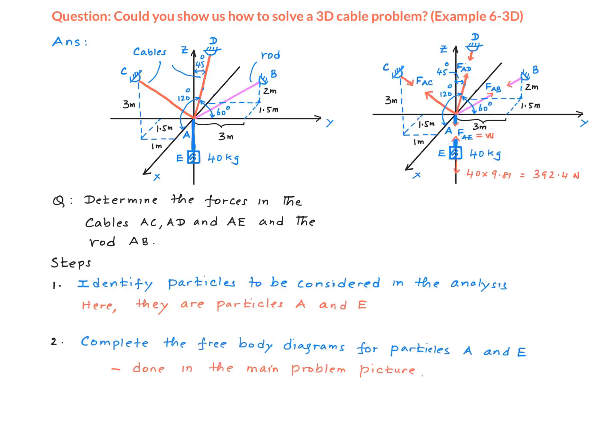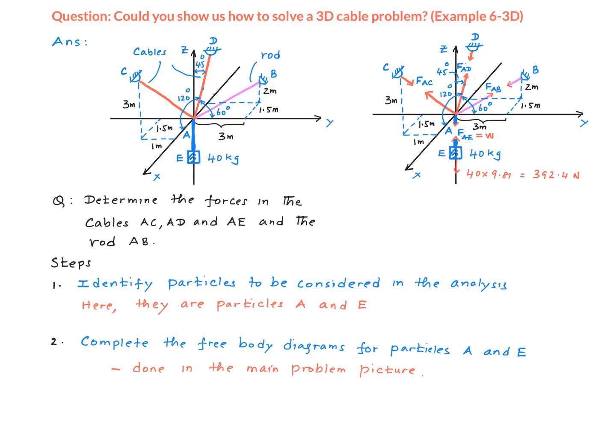As in early example, the first 2 steps are the same. These are the first 2 steps. First, we want to identify the particles to be analyzed, and in this case, you can see easily those particles are particle A and particle E.